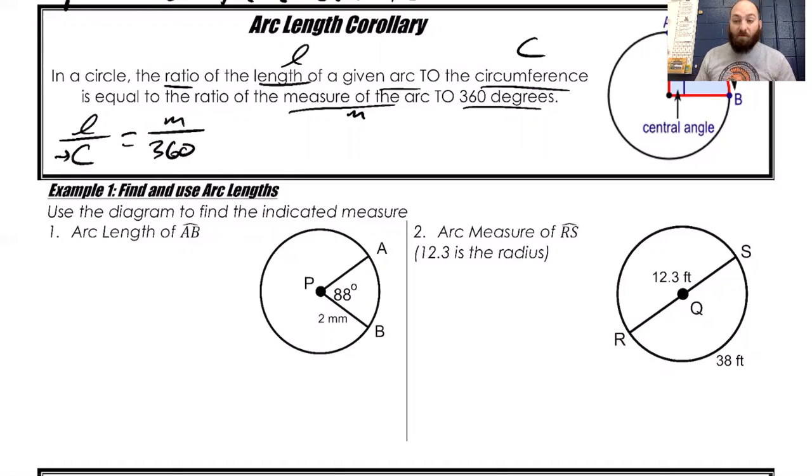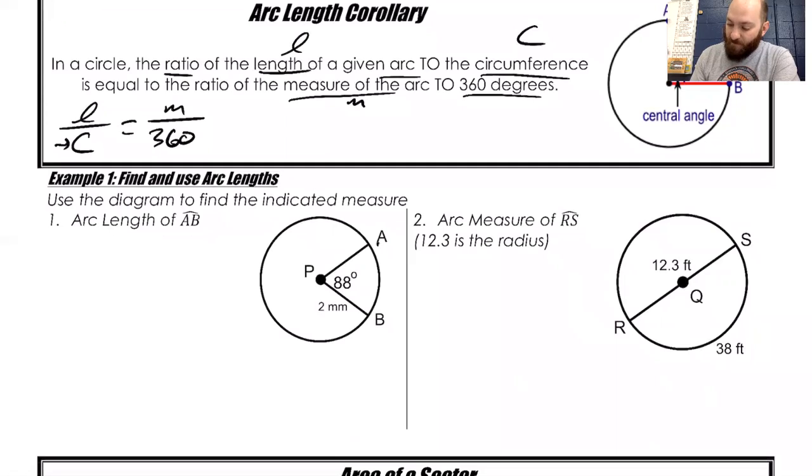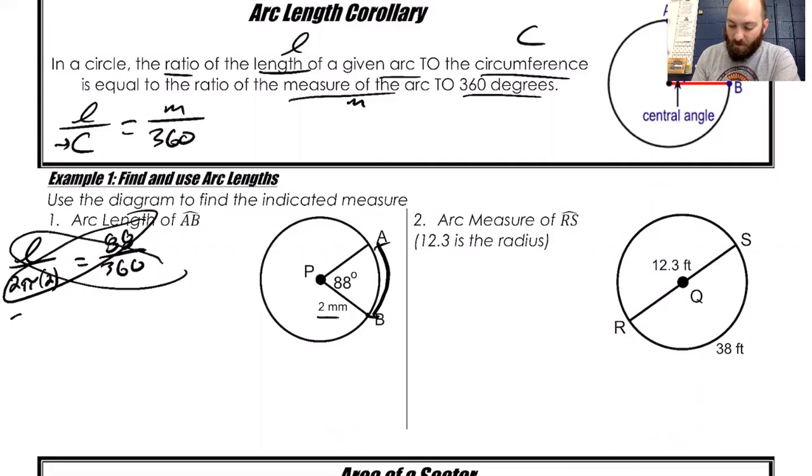The only thing to add on to that, remember from the previous lesson, circumference is 2 pi r, or pi times diameter. So we got arc length of AB. We want to find the length here. So I'm going to set that up. L over circumference, which in this case is 2 times pi times 2. The measure is 88, and then it's going to go over 360. So let's cross multiply. We got 360 times arc length is equal to 88 times 2 times pi times 2. And then we'll divide both sides by 360.